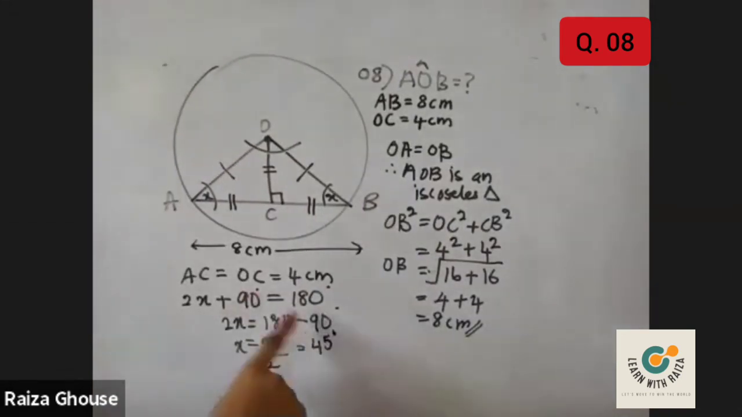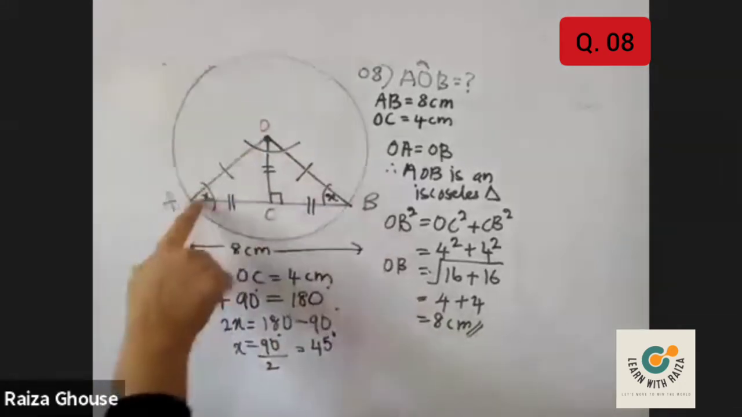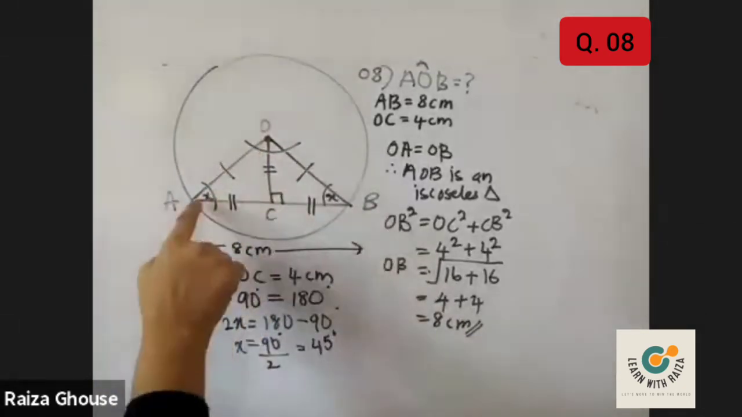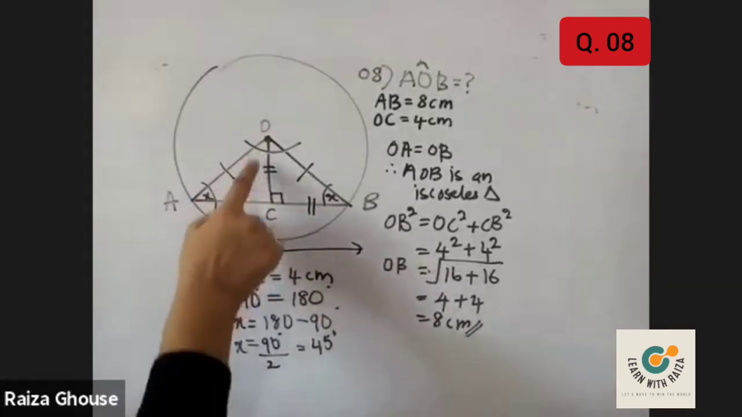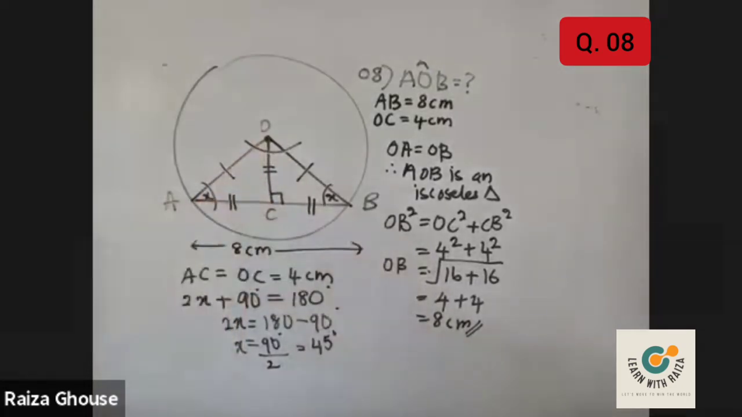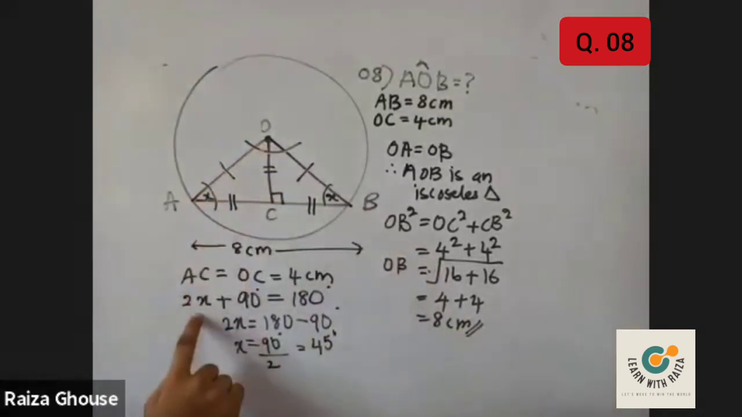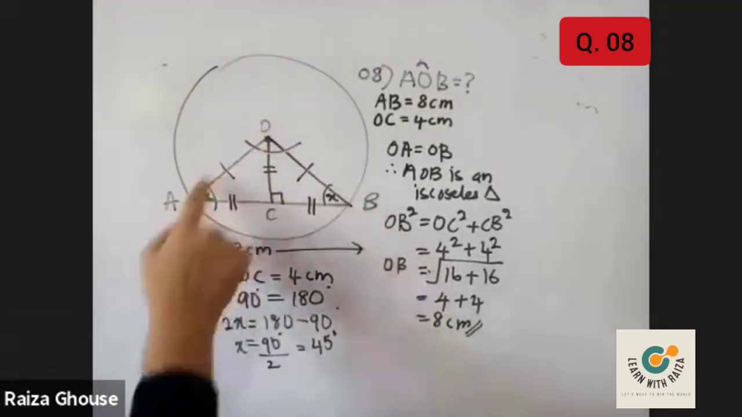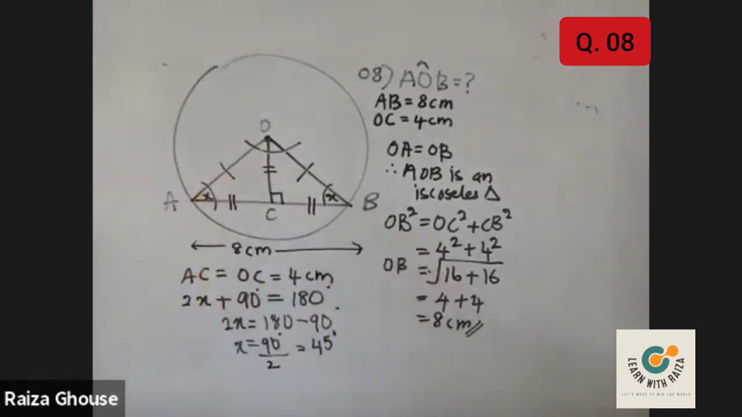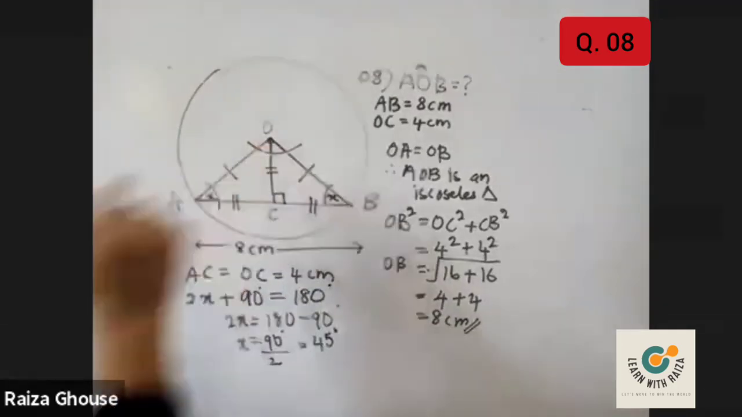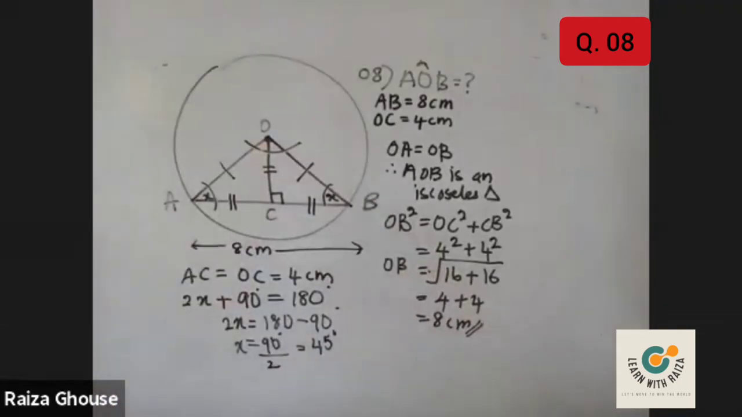So why did I take 90 here? In this triangle, AOC triangle, can you see these two are equal? So that means this angle and this angle are equal. Isosceles triangle, x plus x, 2x. 2x plus 90 is 180. Sum of the interior angles of a triangle. There you can find this x value. That is 45 here, right?